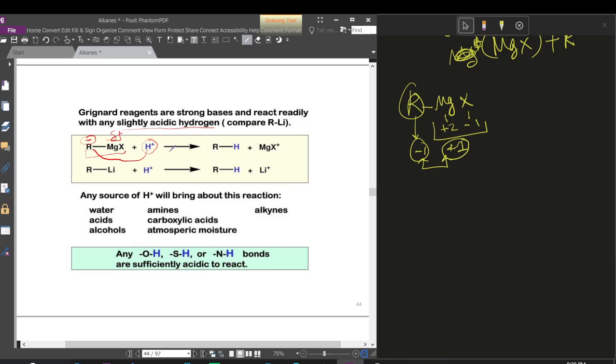So any source of hydrogen will bring about these reactions. If we put any hydrogen source or reactant with the Grignard reagent, this will form the alkane. So in our daily life the hydrogen sources will be water, amines, alkynes, carboxylic acids, atmospheric moisture, alcohols, acids. Any alcohol, thionyl acids or NH bonds are sufficiently acidic to react with the Grignard reagents, which will form the alkane RH group.